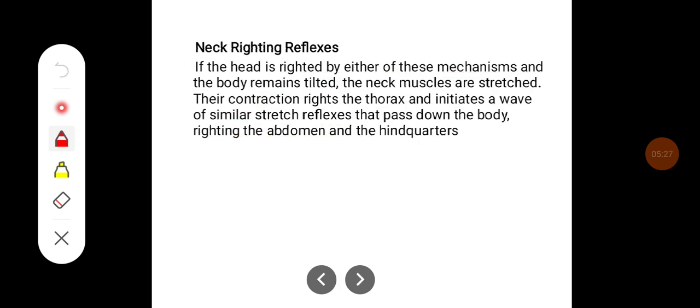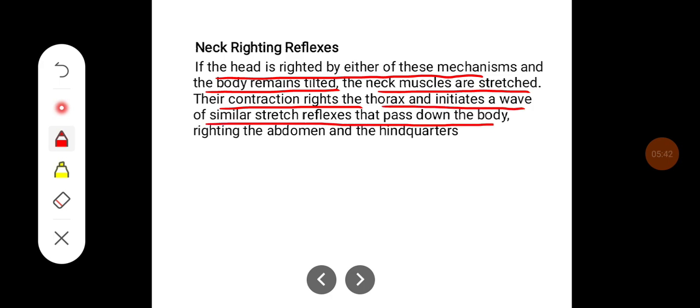Then we have neck righting reflexes. If the head is righted by either of these mechanisms and the body remains tilted, the neck muscles are stretched. Their contraction rights the thorax and initiates a wave of similar stretch reflexes that pass down the body, righting the abdomen and hindquarters.